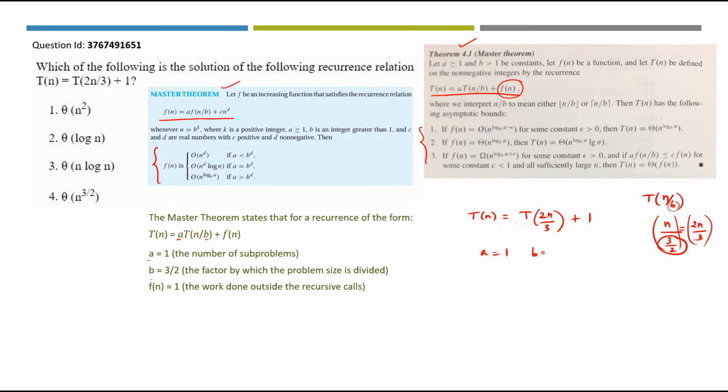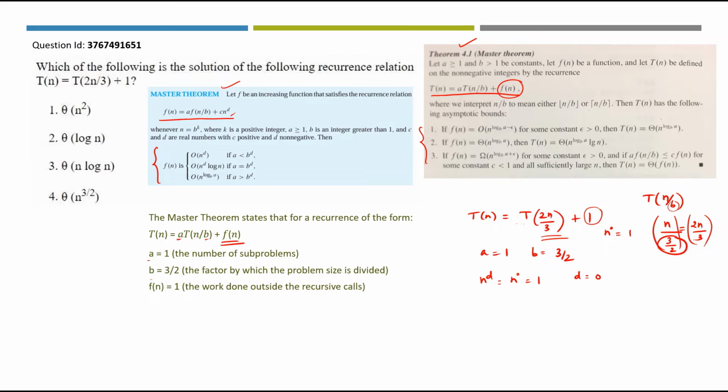So what is b here? It is 3 divided by 2 and not 2 divided by 3. So we have a equal to 1 and b equal to 3/2. So what is n^d here? It is given as 1. Say for example, n^0 can be taken as 1. This n^d can be equated to n^0, which is equal to 1. This is the f(n) part as per this particular formula. So here we can equate d equal to 0.